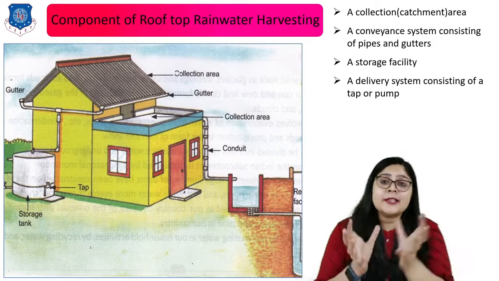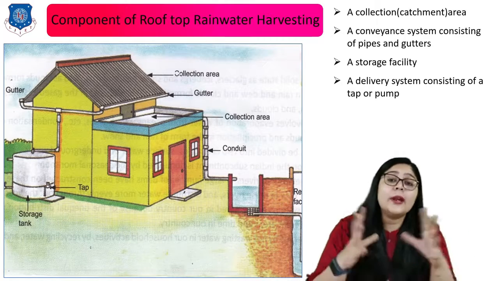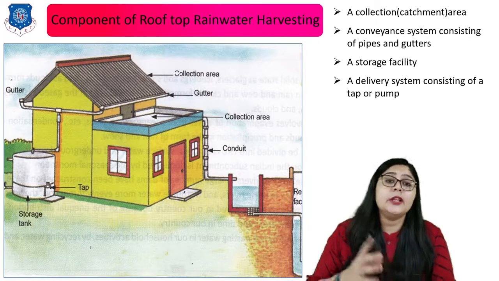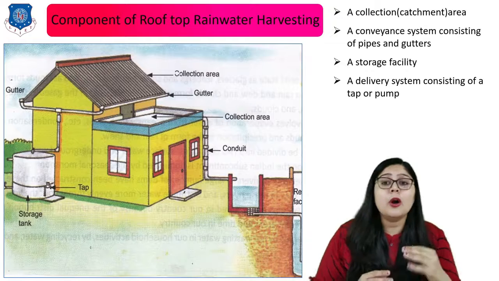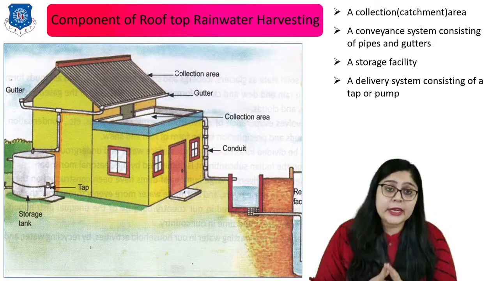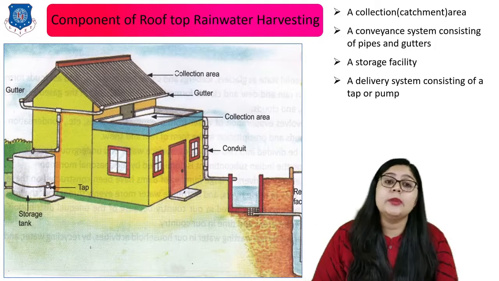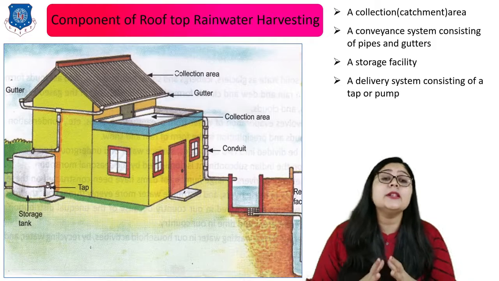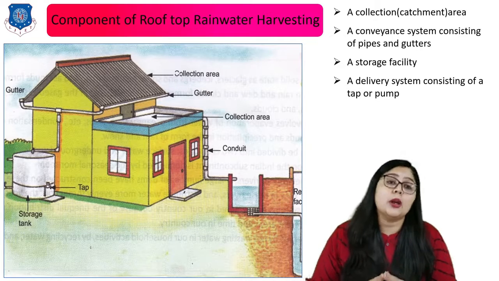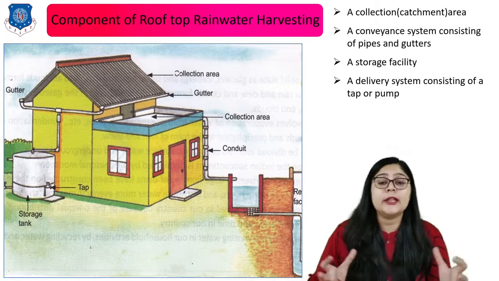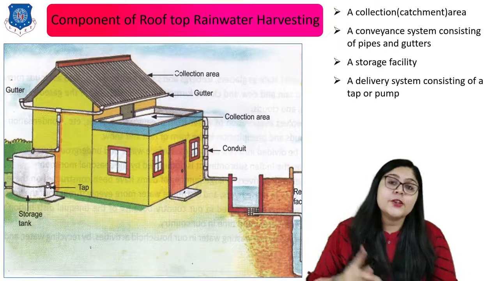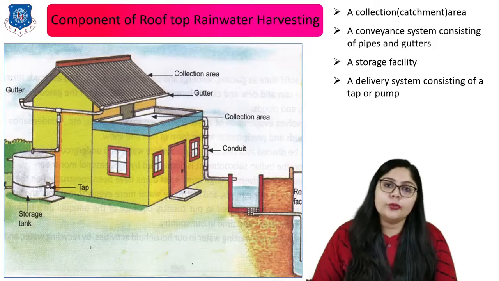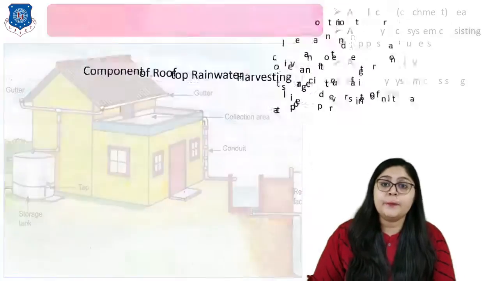After transmitting that water, we have to provide a basic and fundamental storage facility. It can be an underground system or a tank on the surface. So a storage facility should be there. And lastly, the delivery system consisting of a tap or a pump. It means after storing that water, we have to provide a facility to utilize that water. So these are all the components of rooftop rainwater harvesting.